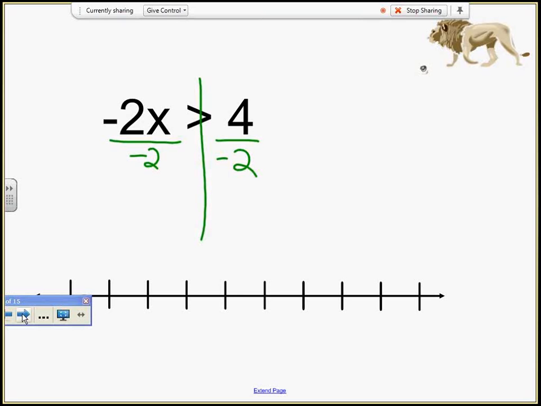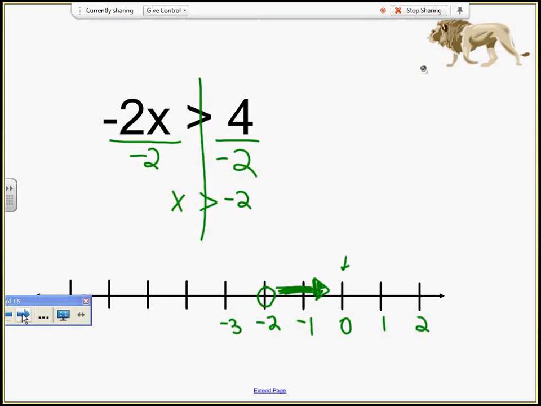We think we'll end up with x is greater than negative 2. Let me show you what that looks like. Let's say this is negative 2. It's negative 3, negative 1, 0, 1, 2. So if x is greater than negative 2, that means I'm going to choose all these values over here. Right? So far, so good. But let me try one and see what happens. I'll try 0. That's an easy one.